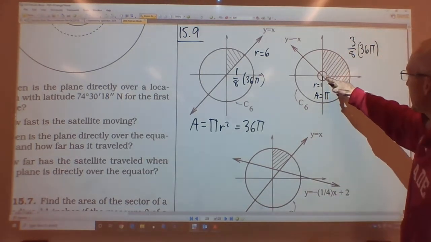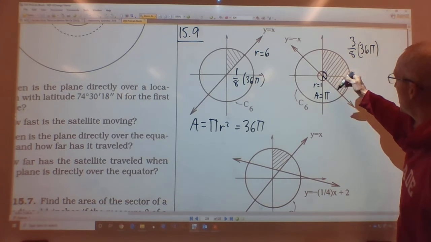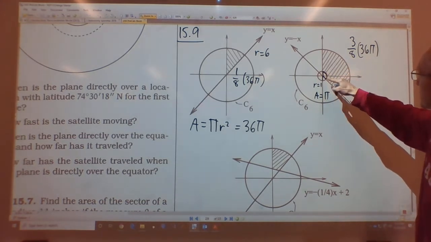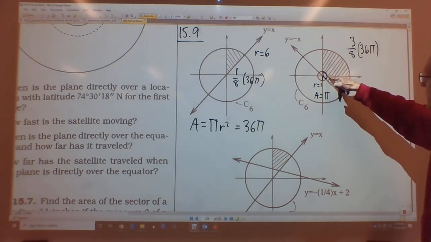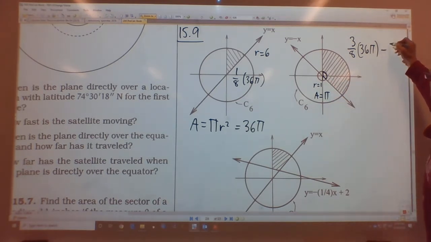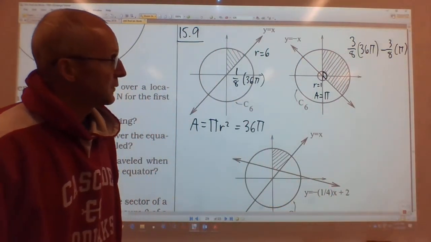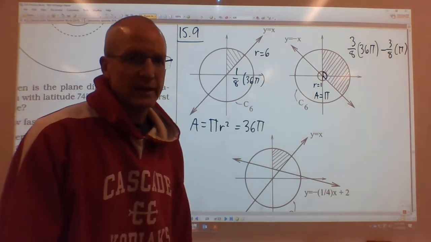So we have to subtract out that part, right? Because we have to subtract out this part. So that area is the same thing as this. It's 3/8 of the whole circle, and its circle is pi. So we just subtract out that part, which is 3/8 of the unit circle, which is just pi. So 3/8 of 36 pi minus 3/8 of pi, which is what, 3/8 of 35 pi or something? Anyway, you can get that final thing.